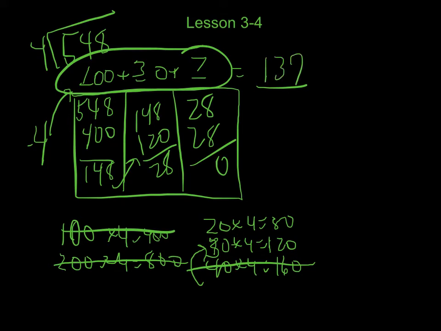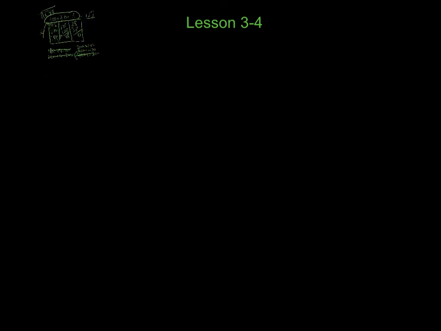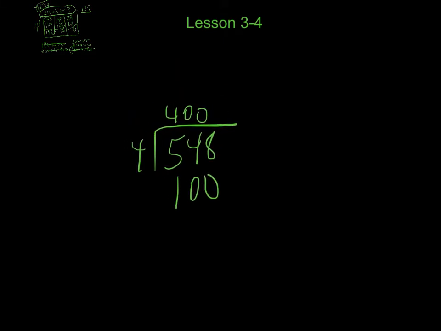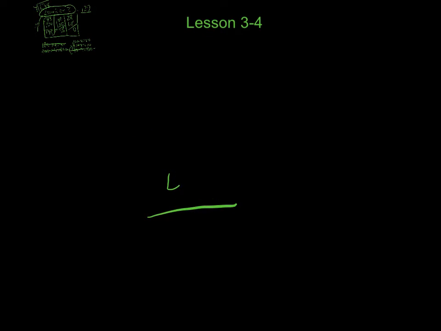Okay, so I'm going to take that same problem, 548, and divide it by 4 using the expanded notation method. I know 4 can go into 548 at least 100 times. Multiply 4 times 100, and that gives me 400. Subtract it. Sorry, I did that completely backwards, so ignore everything I just did there. I'm going to start over, because that will confuse you.